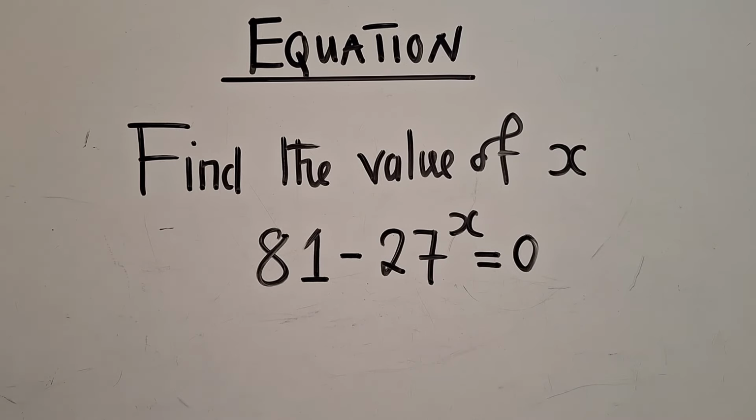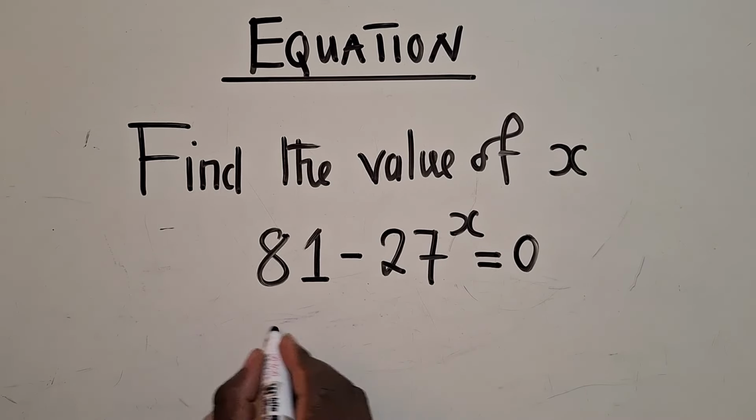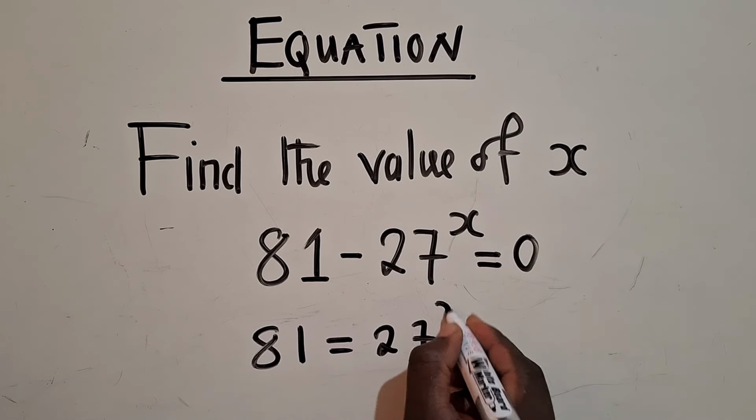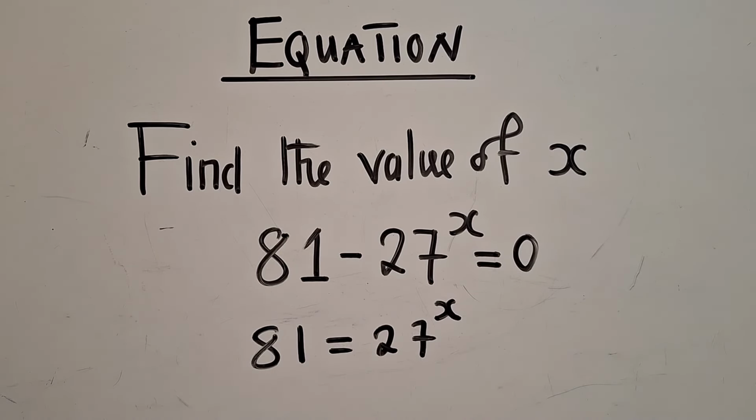All right, so looking at how the equation looks, we can write this as 81 is equal to 27 power x, okay? We add 27 power x to both sides. So this is 27 power x. When it comes to this side, it will be positive 27 power x.